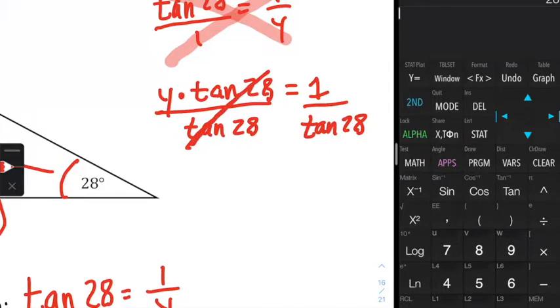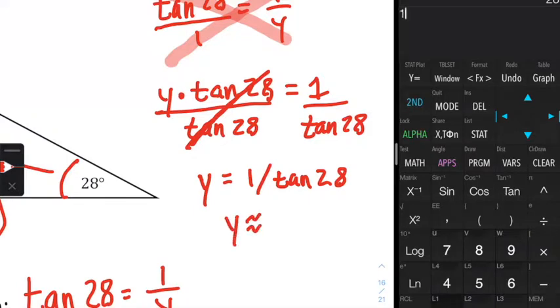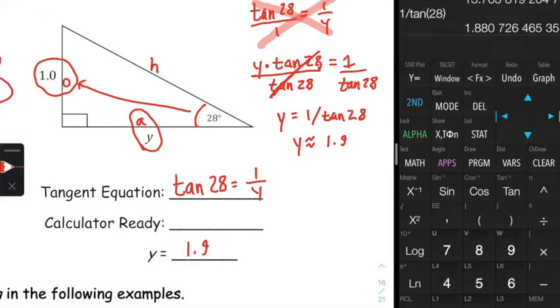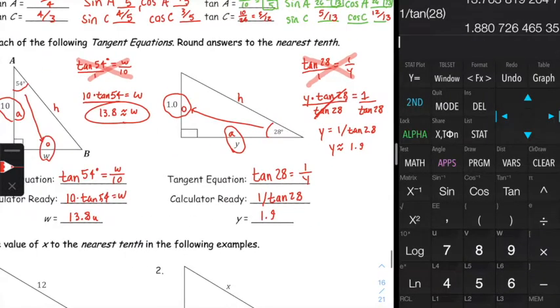Tangent of 28 is just some decimal, so it's like some decimal times y equals 1, and we're just dividing by that decimal. And that'll get us y equals, and this is calculator ready form, 1 divided by tangent of 28, and then we'll write what that approximately is here. So you just type in 1 divided by, and then tangent of 28 degrees, and then close your parentheses, and roughly 1.88 or 1.9 after you round. And that's going to be it there.